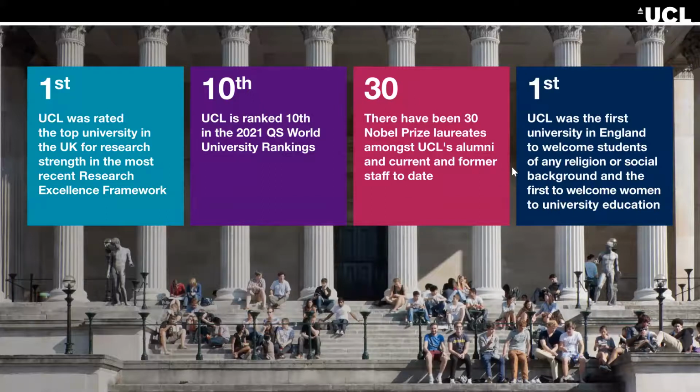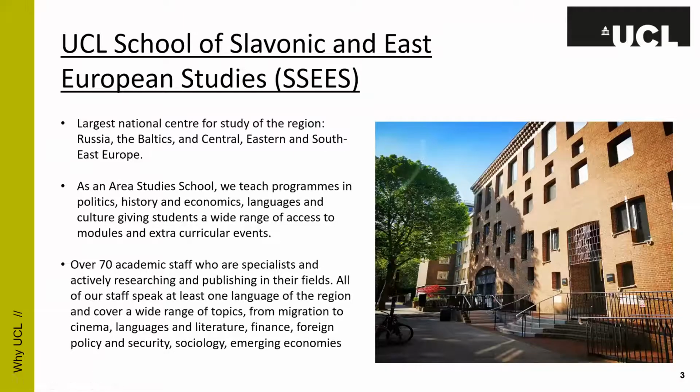So within UCL, we are SES, and that's the School of Slavonic and East European Studies. We're very lucky to have our own departmental building, which you can see there in that slide. And we are the largest centre in the UK for the study of Russia, the Baltics, Central Eastern and Southeast Europe. So we are an area studies department, and we teach programmes in politics, history, economics, languages and culture at both undergraduate, so BA level, and postgraduate level, so masters.